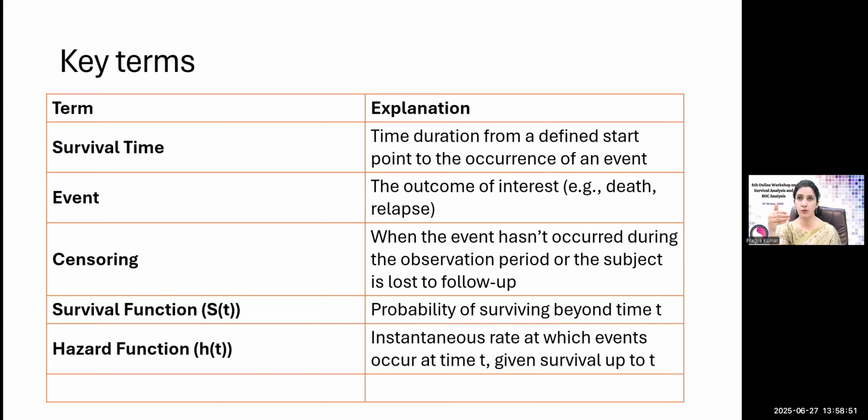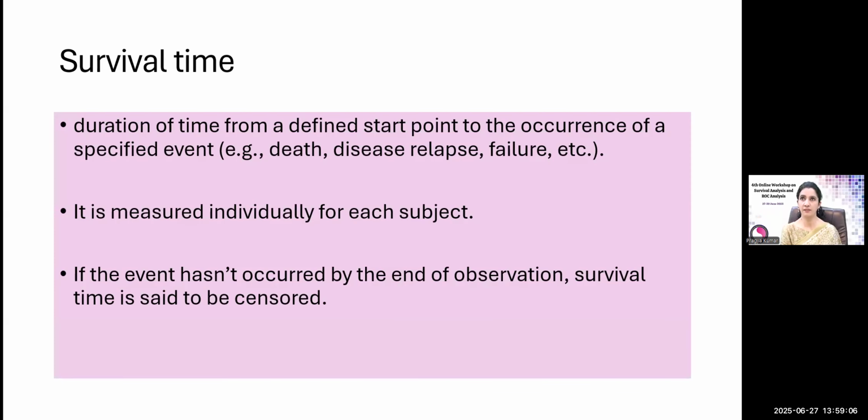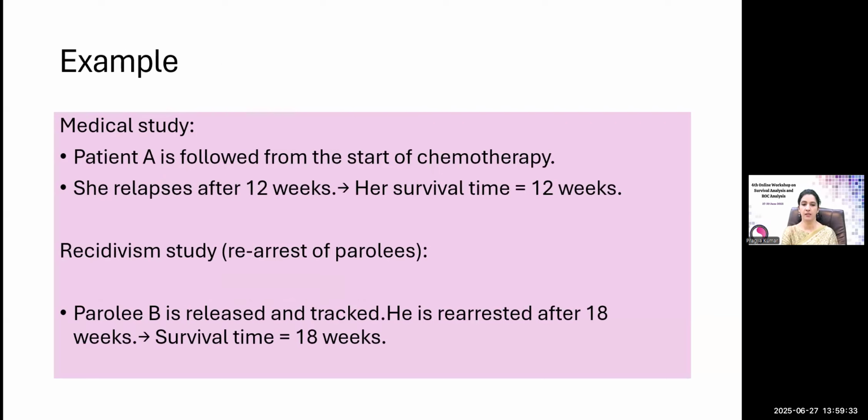There are other terms also, like censoring, survival, and hazard function. I will be explaining these terms at the respective point. Right now I am holding myself back from explaining them because at the appropriate place they will come. Coming to survival time, like I said, this is the duration of time from a defined start point to the occurrence of a specified event, and we measure this survival time for each individual. If the event has not happened, then we call that censored. Censored means that the person's outcome is not there with us, but that time is there. We will explain censoring again in detail.